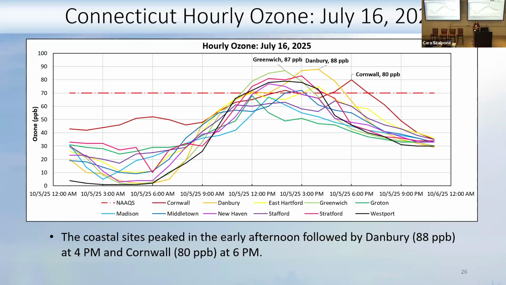And then a few hours later, at 4 p.m., Danbury peaked the highest, which if you're not aware of it, Danbury is north of Greenwich. And then a few hours later at 6 p.m., Cornwall peaked at 80 parts per billion. So this is basically just showing ozone forming over Long Island Sound and then being pushed inland from the sea breeze.